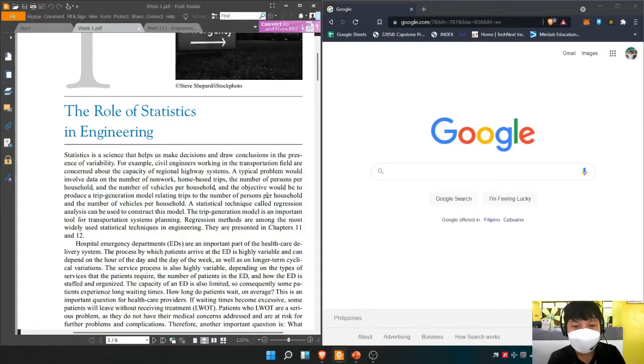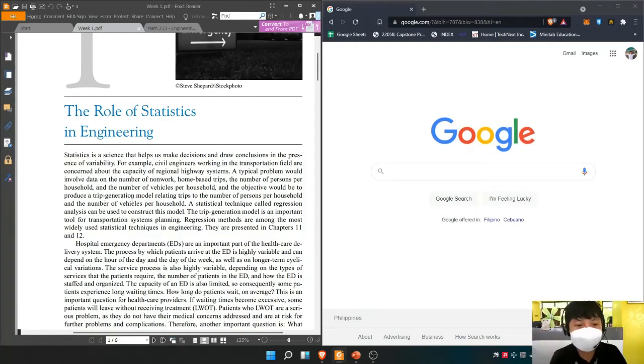So let's continue. For example, civil engineers working in the transportation field are concerned about the capacity of regional highway systems, because civil engineers design road networks. A typical problem would involve data on the number of non-work, home-based trips, the number of persons per household, and the number of vehicles per household. The objective would be to produce a trip generation model, which we're not going to discuss more.